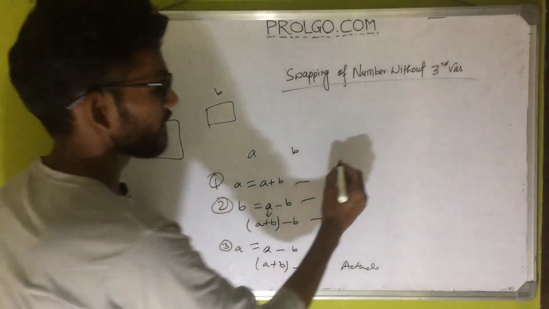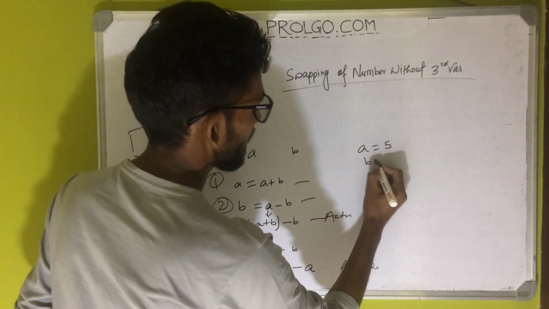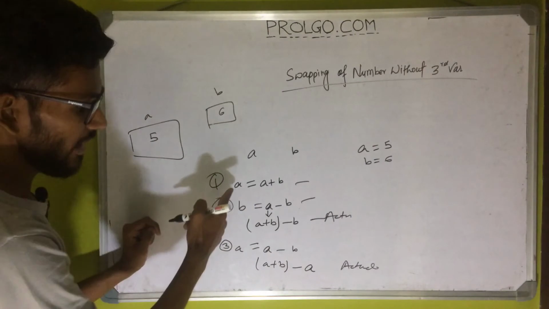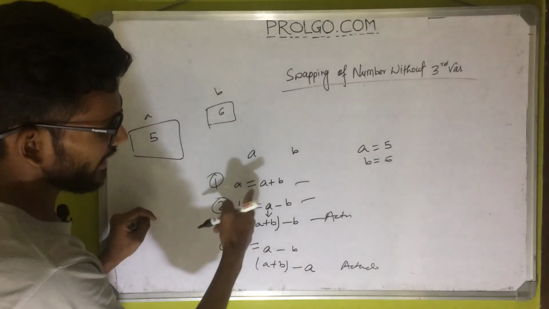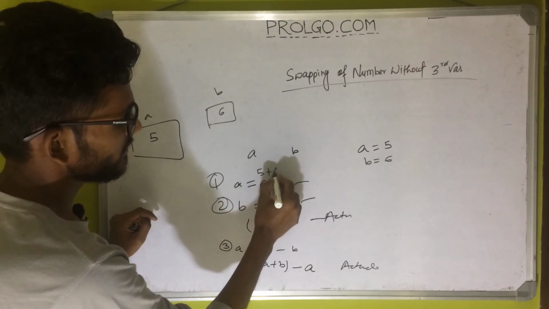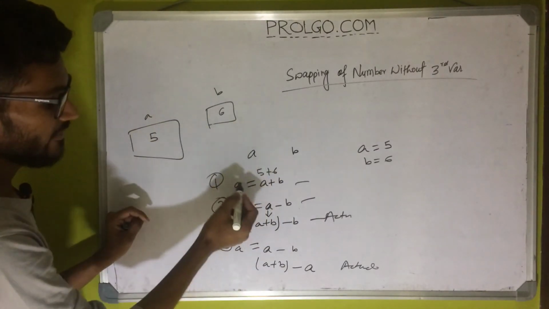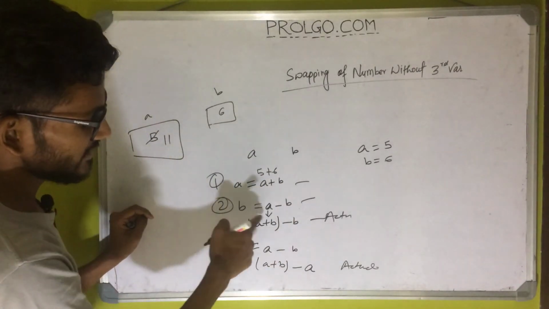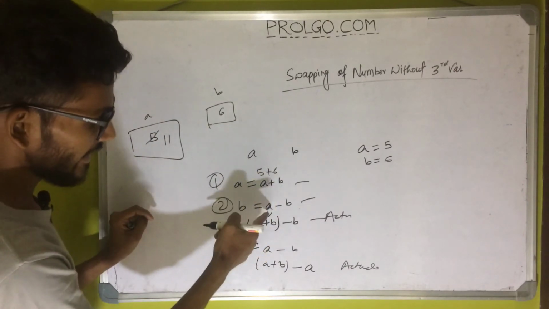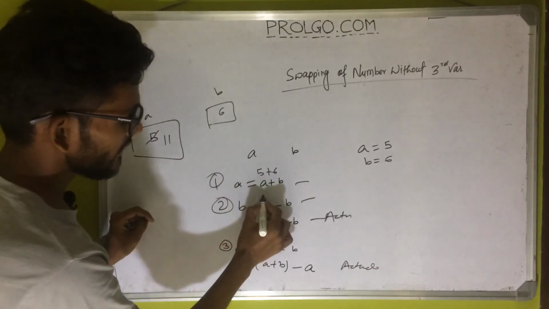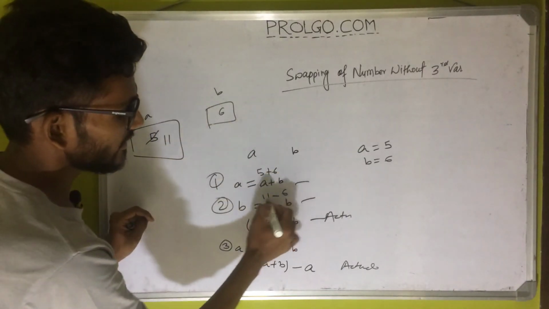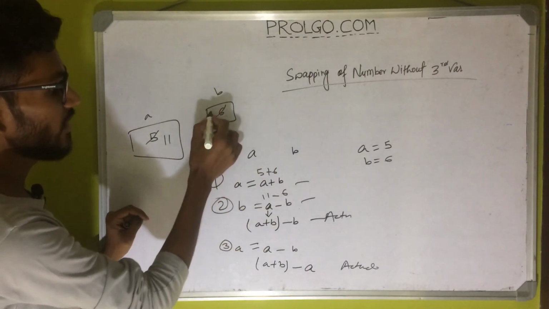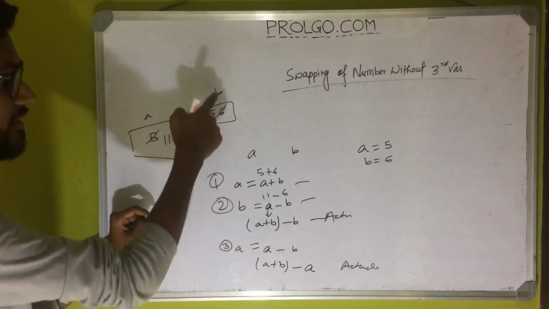Now let's take an example. a is equal to 5 and b is equal to 6. After executing the first statement, 5 plus 6 is 11, so it will be updated into a. So 11 will be stored. Now after executing the second statement, a minus b: a at this time contains 11, minus b which contains 6. So 11 minus 6 is 5, and we are updating that 5 into b. As you can see, we have updated b with 5.